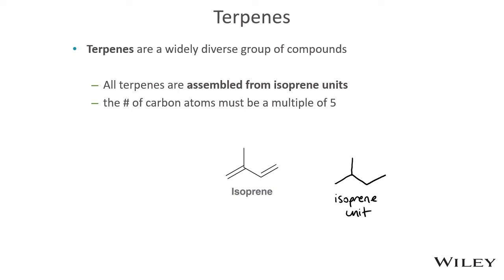So an isoprene unit consists of 5 carbons, and specifically it's going to be 1, 2, 3, 4 carbons connected in a row, and then 1 methyl group connected to the second carbon. So we have this kind of Y shape. Now, in order for a molecule to be classified as a terpene, the number of carbon atoms in the molecule must be a multiple of 5. And we'll see how different molecules are assembled in these isoprene units.